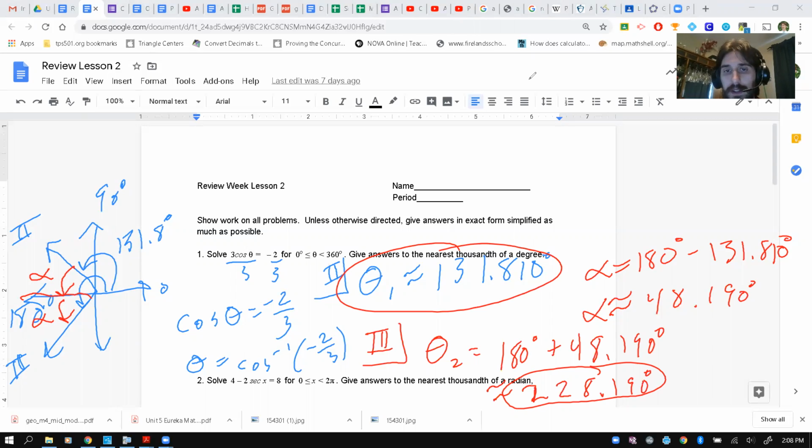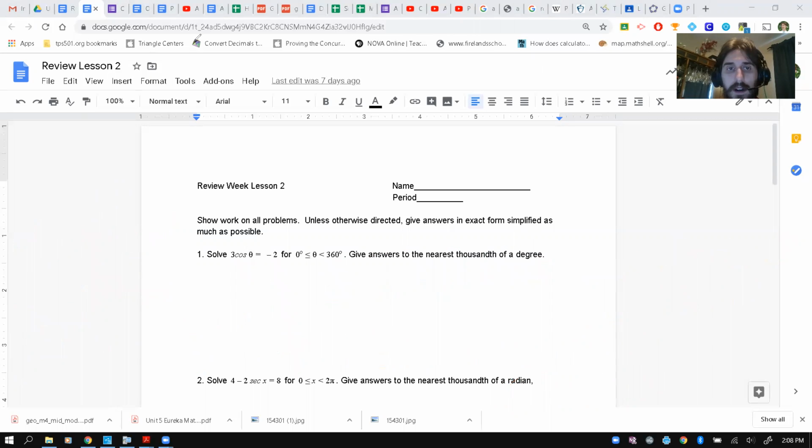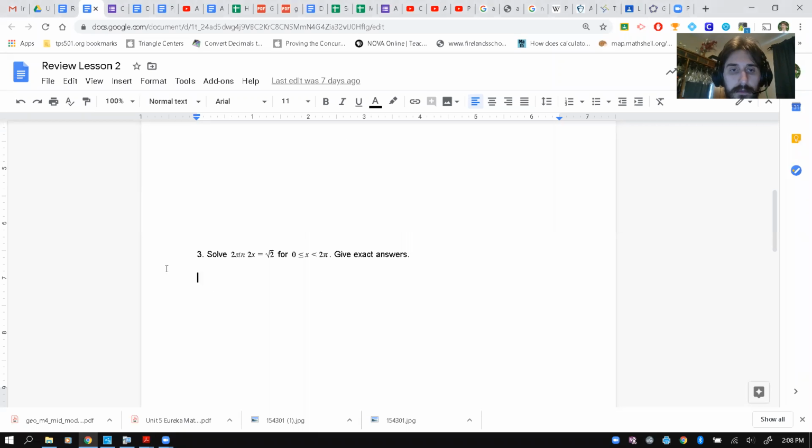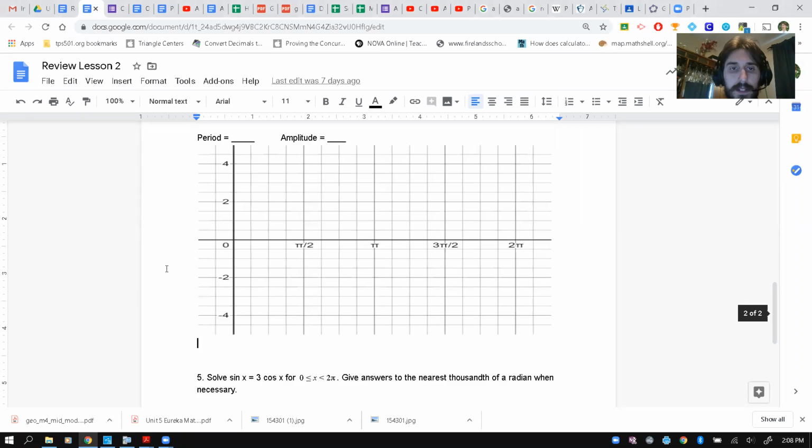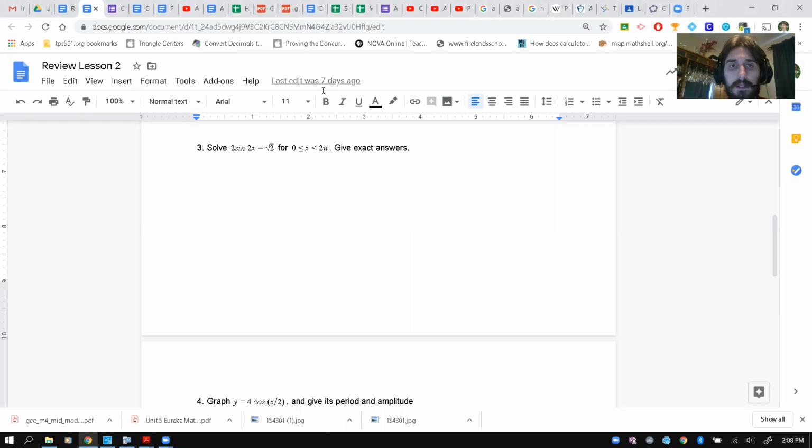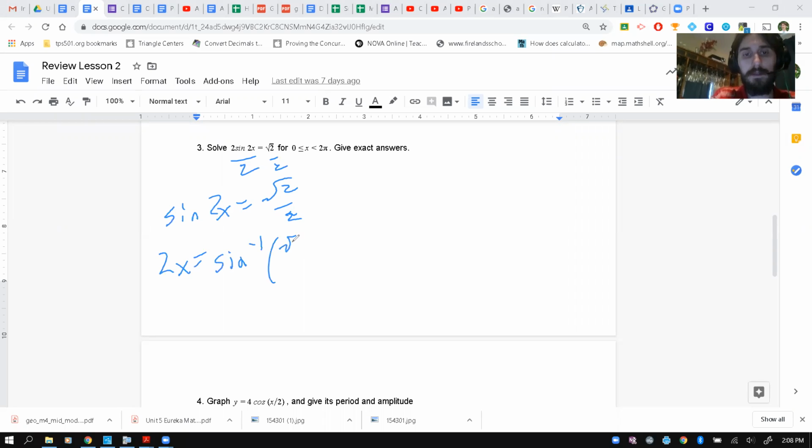The next question that we had was in regard to number 3. Number 3 is a similar type of problem. We need to solve this for x. To do that, we would divide by 2 to start. Get the sine of 2x is equal to the square root of 2 over 2. Next thing I would do is get rid of sine. So 2x is going to equal the sine inverse of square root of 2 over 2. And that one is an exact answer.